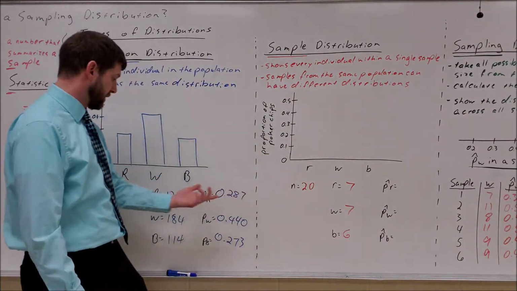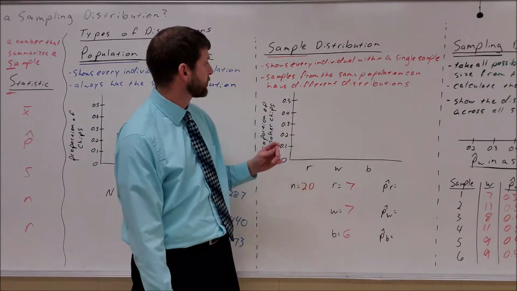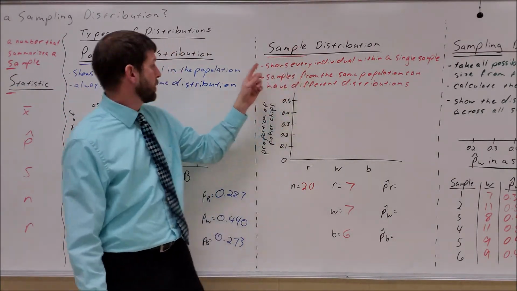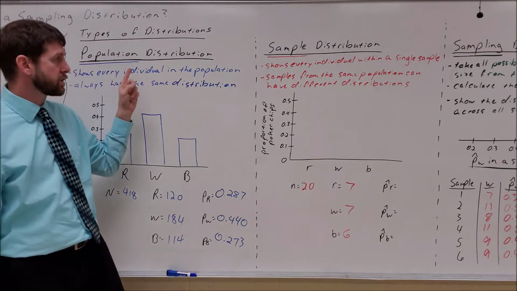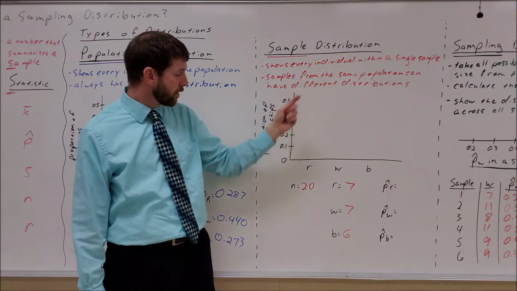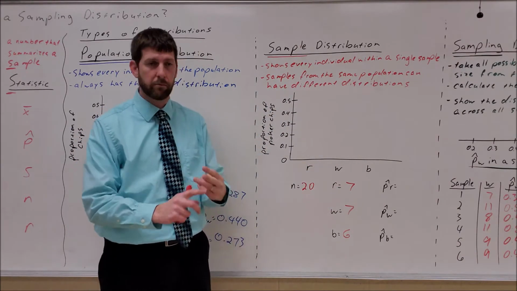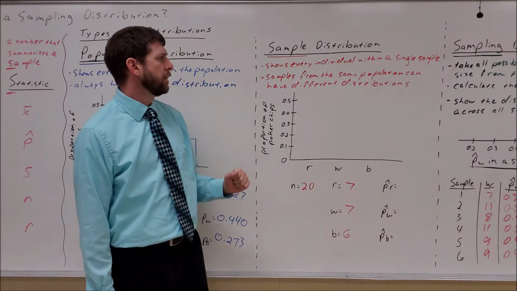Well, we can obviously see that it's different in the numbers. So what's going on in a sample distribution? In a sample distribution, we don't see every individual in the population, we see every individual within a single sample. So I don't know about everybody, but I know what's going on in this 20. So I know what the breakdown of red, white, and blue is for those 20 of them.